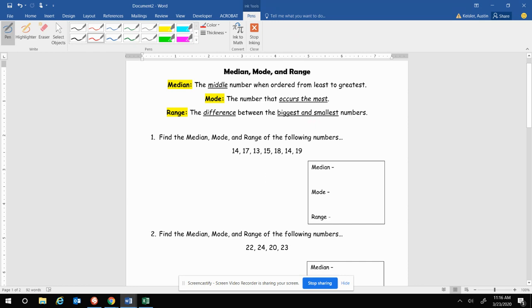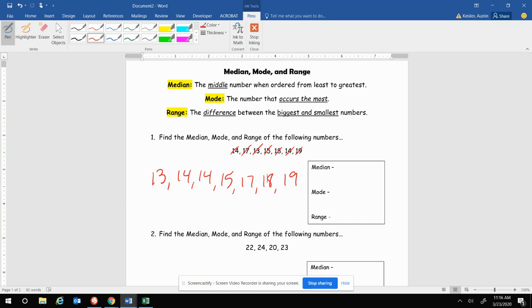So I'm going to jump straight into this first one. The first thing we're always going to do is order these numbers least to greatest. I cross them off as I go. So my smallest number is 13. Then I have two 14s. Then I have a 15. And then a 17, 18, 19. So those are my numbers ordered from least to greatest.